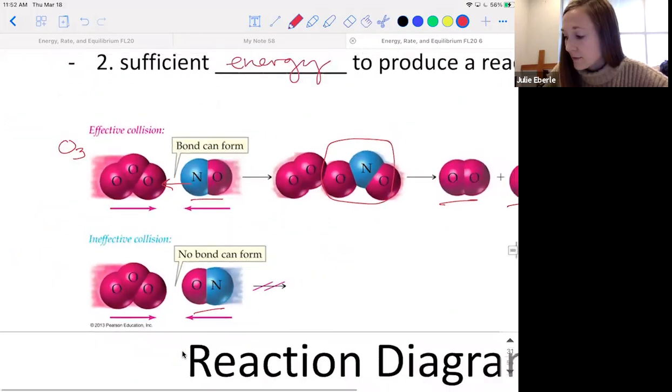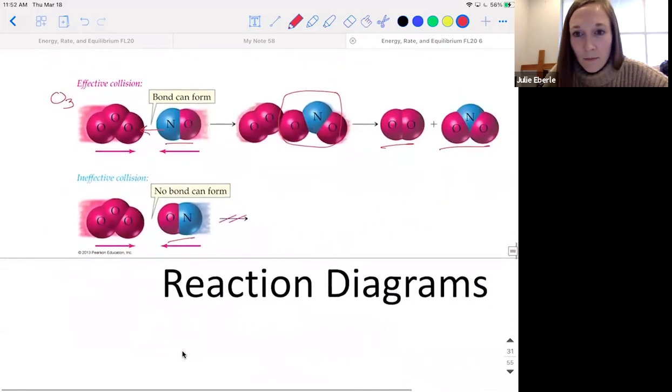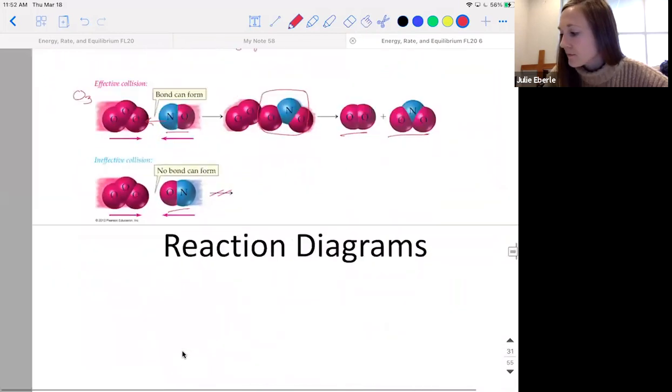We never think about things like that because we don't have to, because molecules hit no matter what. But that's an example of what I'm talking about with correct orientation. They have to be facing the right way.